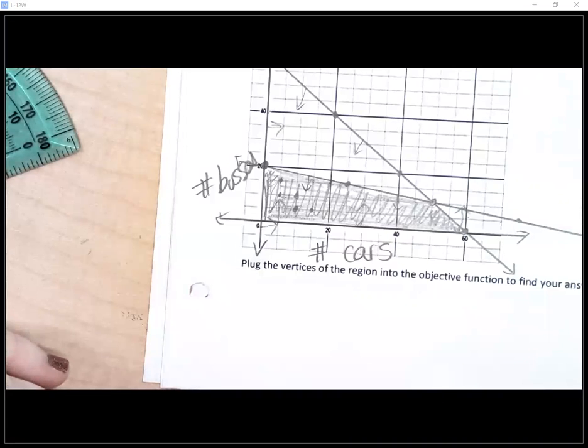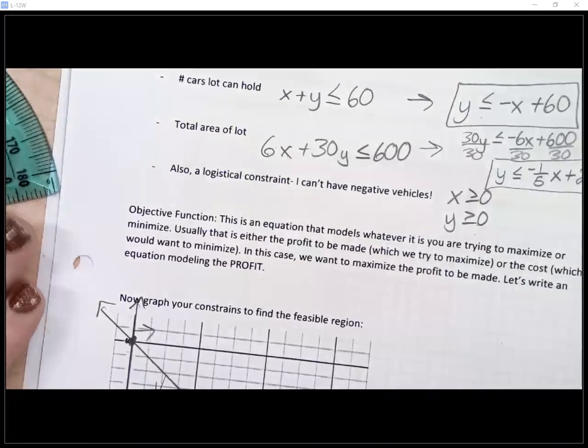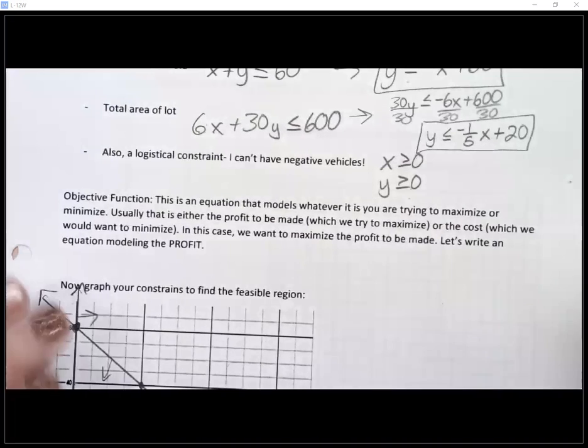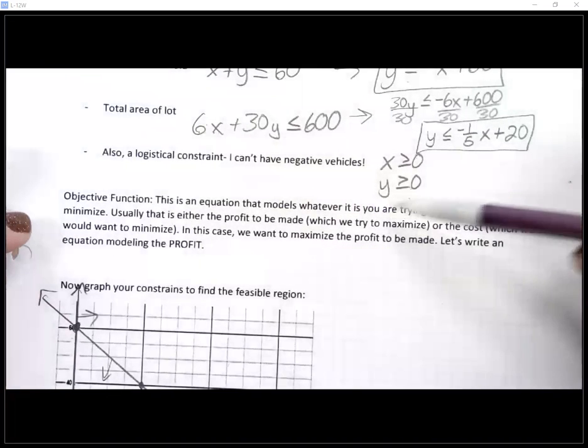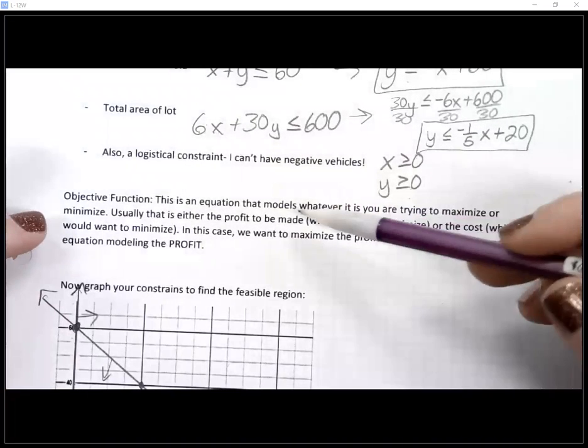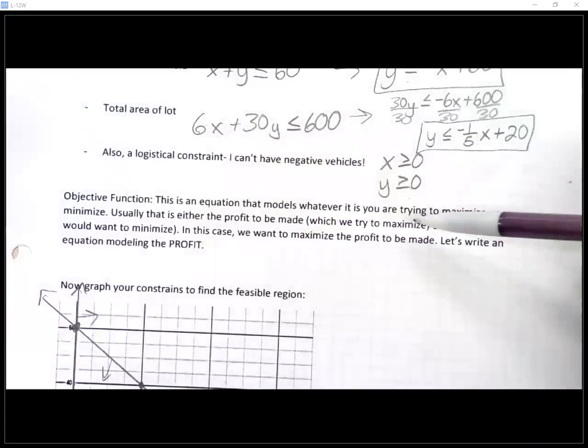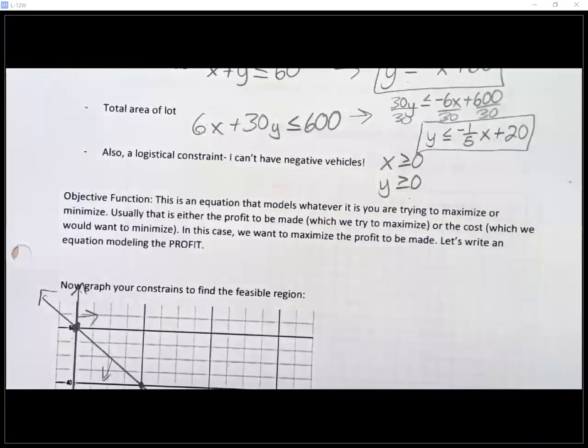So, oh, we didn't write our objective function yet. We need to do that. They didn't give us one. So let's read what it says about the objective function right here. So objective function, this is an equation that models whatever it is you are trying to maximize or minimize. Usually that is either the profit to be made, which we would want to maximize, or the cost, which we would minimize. In this case, we want to maximize the profit to be made.